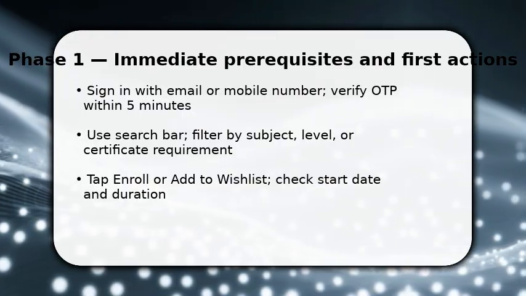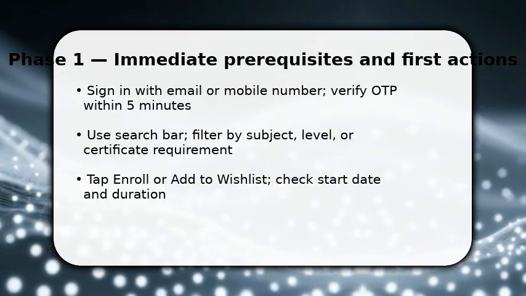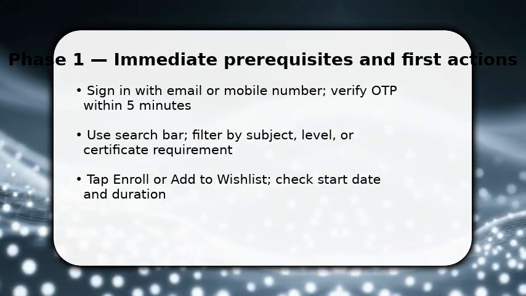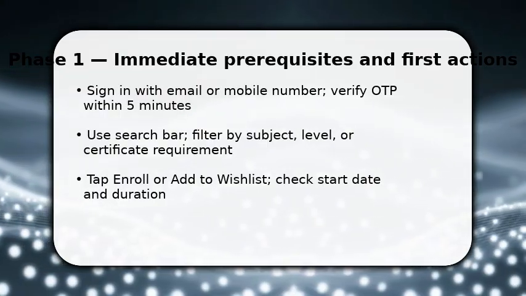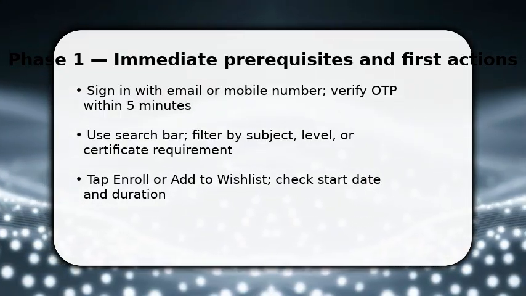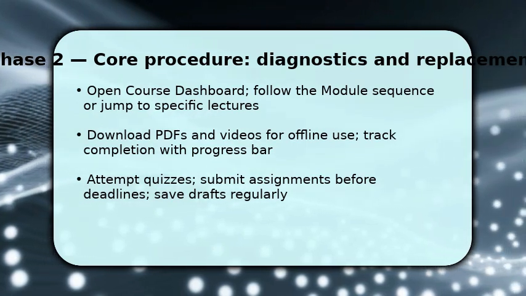After you find a course, tap Enroll to join immediately or add to wishlist for later. Note the start date and estimated duration so you can plan study sessions accordingly. Once enrolled, open the course dashboard and follow the module sequence for a logical learning path, although you can jump to specific lectures if needed.